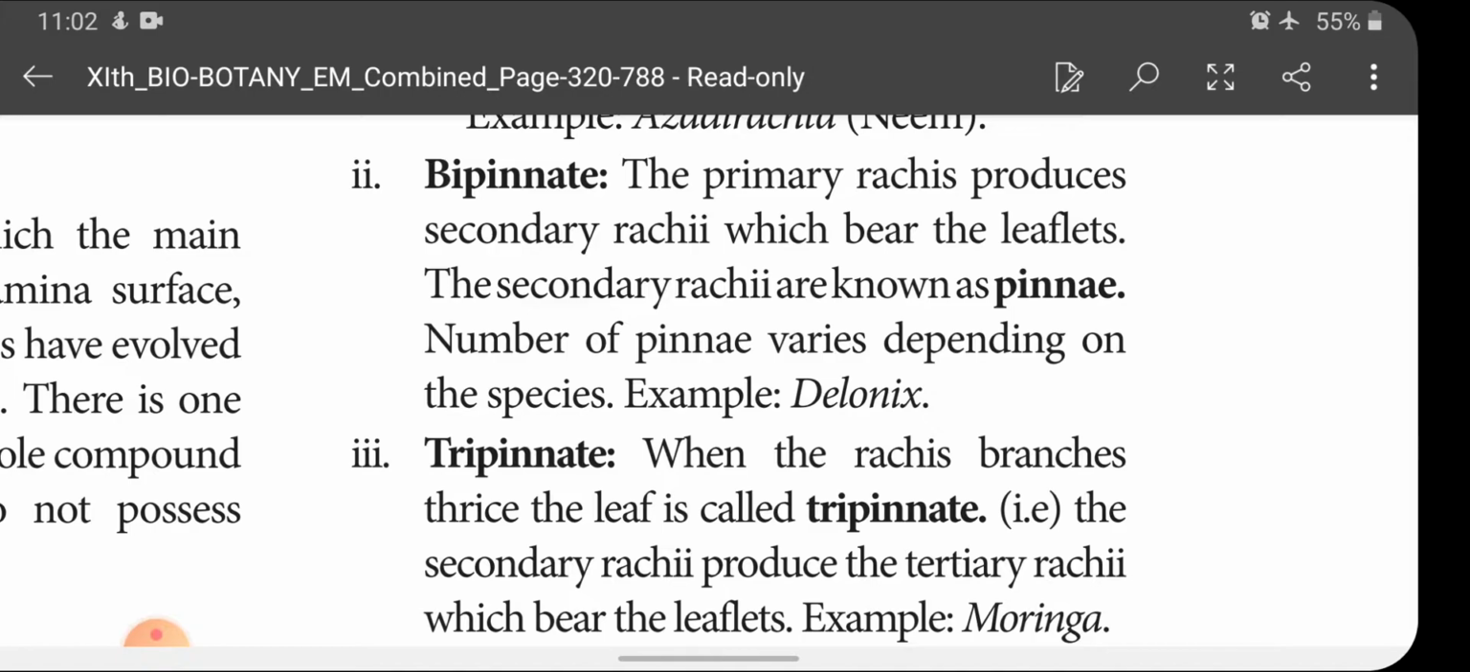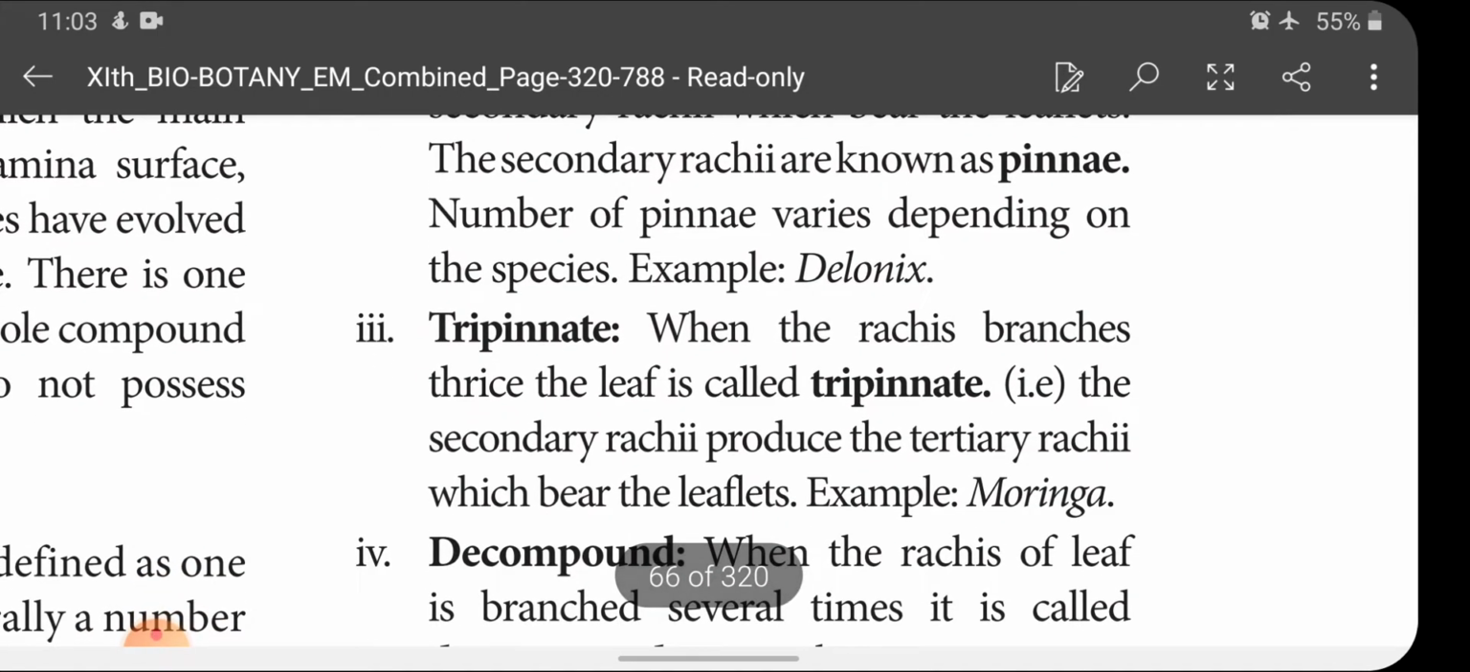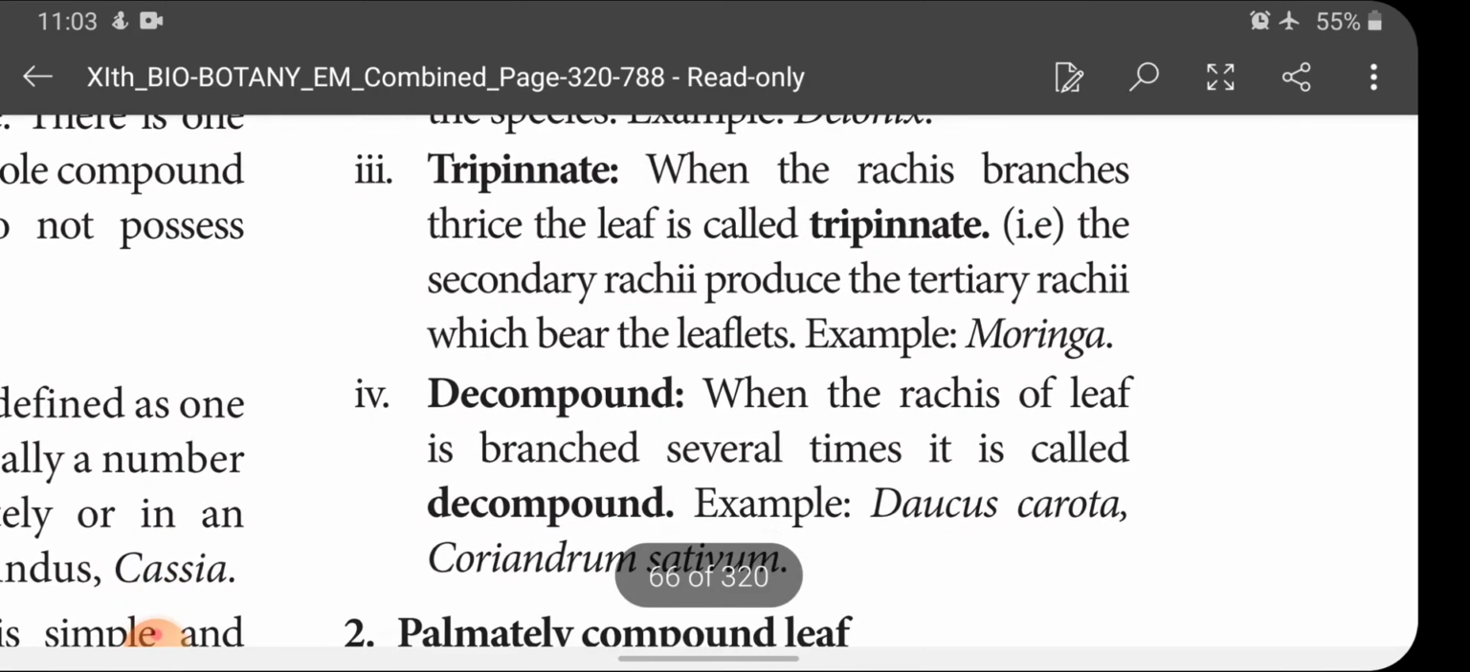The primary rachis produces secondary rachi which bear the leaflets. The secondary rachi are known as pinnae. The number of pinnae varies depending on the species. Example: Delonix. And then tripinnate. When the rachis branches thrice, the leaf is called tripinnate. The secondary rachis produces tertiary rachi which bear the leaflets.